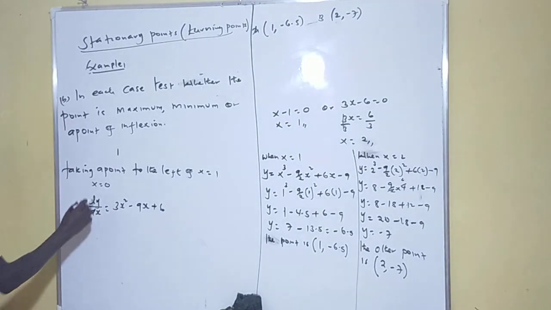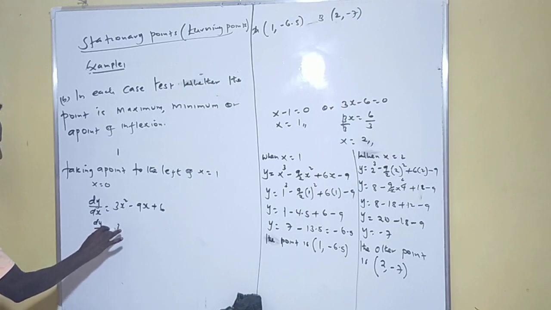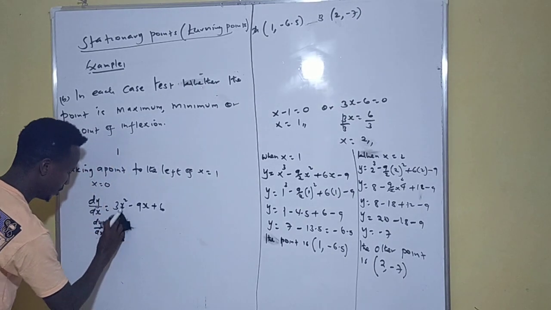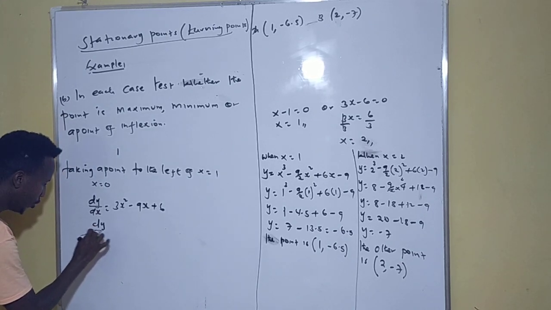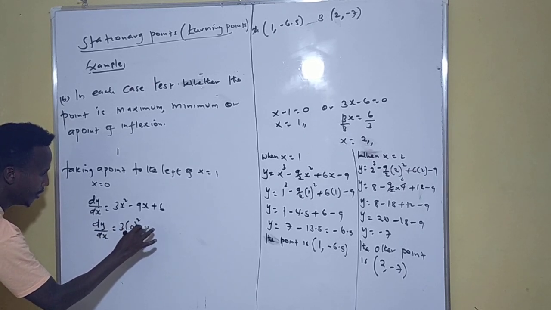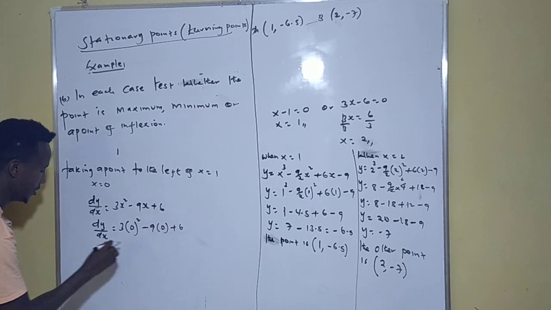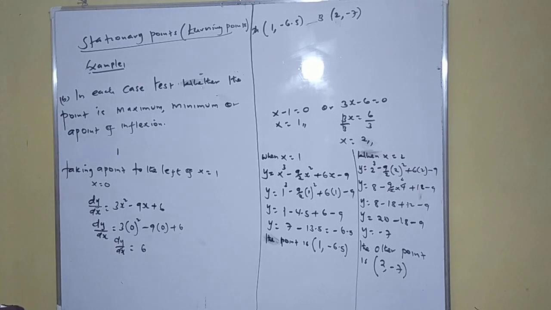Then I will substitute the value of x here. So dy over dx will be 3 into 0 squared minus 9 into 0 plus 6, so dy over dx will be 6. That will not be enough, so we are going to see what we normally call the gradient change.